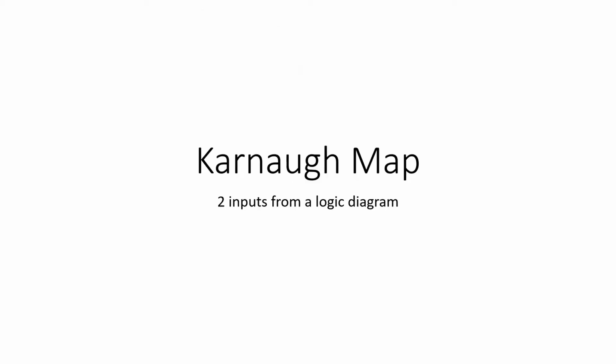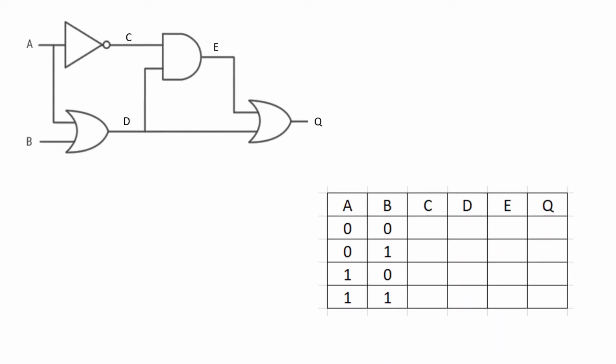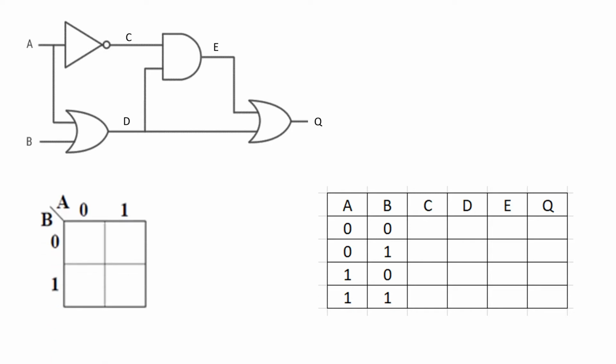So let's see about making a Karnaugh map from 2 inputs from a logic diagram. So we've got ourselves a logic diagram, and we've got A and B going in. I've put in C, D and E as midpoints, and we've got Q as our final output. We're going to have our little logic table so you can figure out what Q is going to be. And we're going to have a little Karnaugh map which is just going to show A and B.